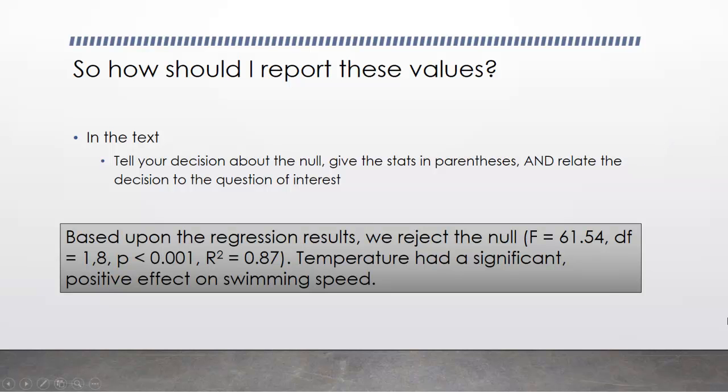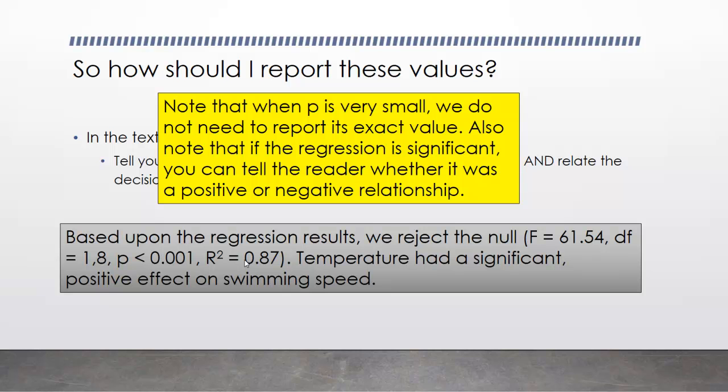Again, our decision about the null, the stat values, and then relate it back to the question. Although we use the adjusted R-squared, we never call it that. We just use the R-squared. Another thing I want to point out is that when P is very small, as it is in this example, you don't usually report its exact value. If it's less than 0.001, that's good enough. So report it that way.